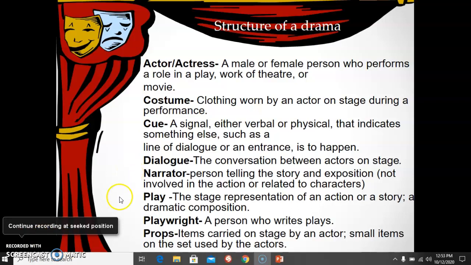A play is the stage representation of an actor, of an action or a story. It is a dramatic composition. So a play is just something that we watch on stage. Playwright is the person who writes the play. And then we have props. These are items carried on stage by an actor, small items on the set used by the actors.